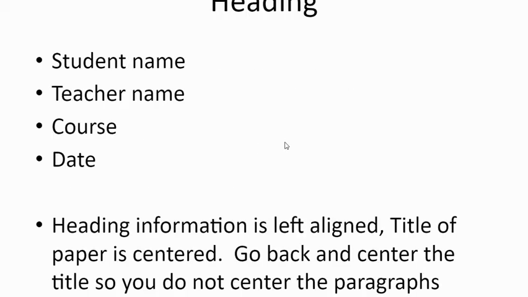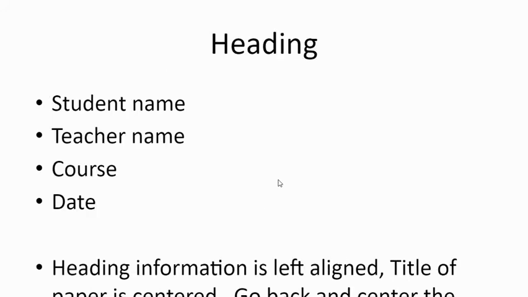Next up, I have the heading. The heading and the header are different. The heading is how every MLA report is started, and the information goes in this order. Student name, teacher name, what course are you creating the paper for, and the date. Okay, the heading information is going to be left aligned, and we'll get to the title of the paper here in just a second.